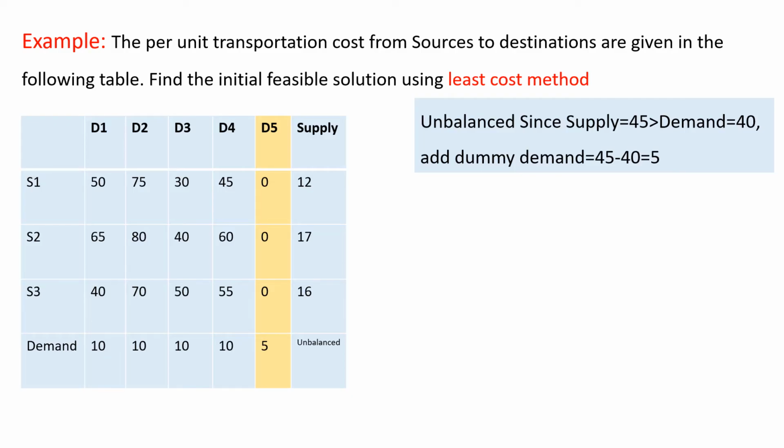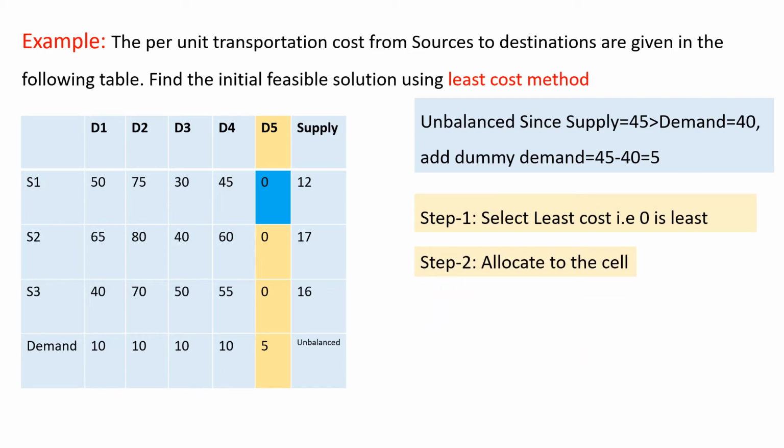So first, let's select the least cost. From all the table, the least cost is 0. By the way, here there are 3 zeros, 1, 2, 3. So arbitrarily, let's select the first 0, that is this cell. So we select here, and then we have to allocate.